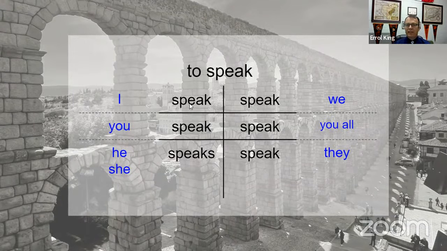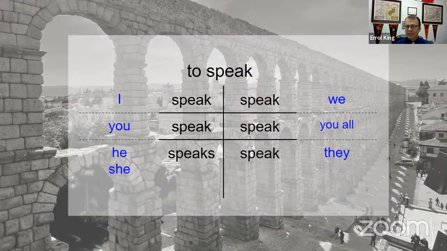I speak. Okay, that's how we conjugate it in English. You speak. But when we get down to the third person singular, he or she, it becomes speaks. Okay, and in the plural sense, when we have we, you all, and they, it is all speak. So you see, we only have one verb that changes just a little bit. Everything else is speak. Not very original, but that's how it is.